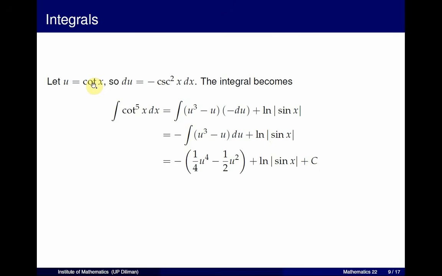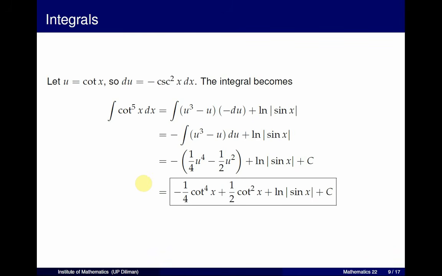And finally, what's our final step? We will substitute back u equals cotangent x. So we get negative 1/4 cotangent to the fourth of x plus 1/2 cotangent squared of x plus ln absolute value of sine x plus c. Notice that I just distributed the minus sign. And that's it. So let's pause a bit before going to the next problem.